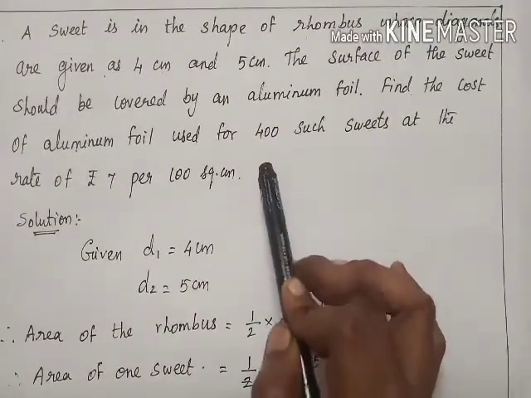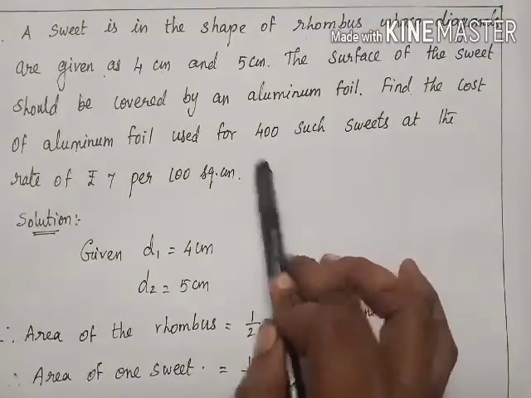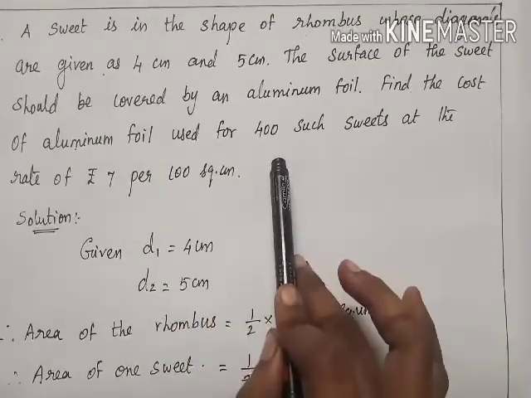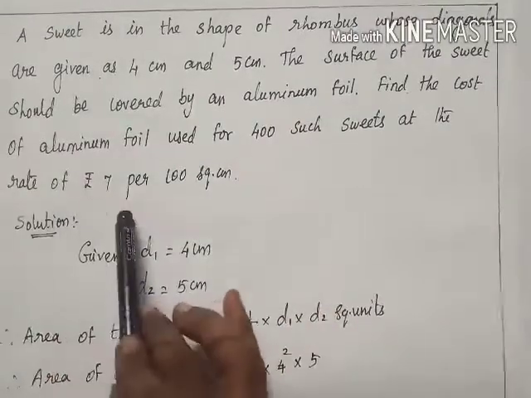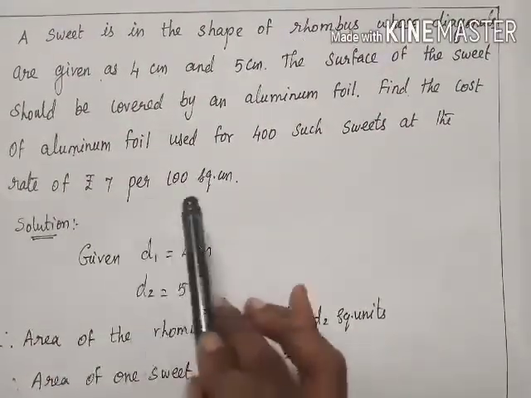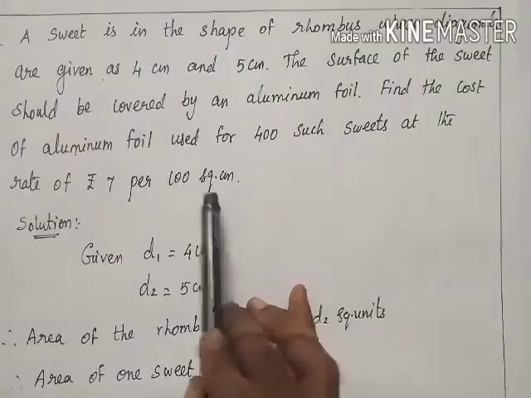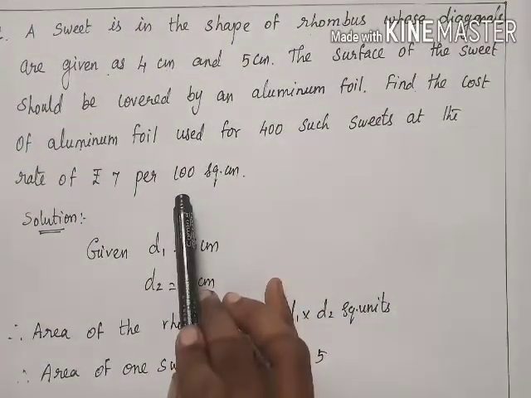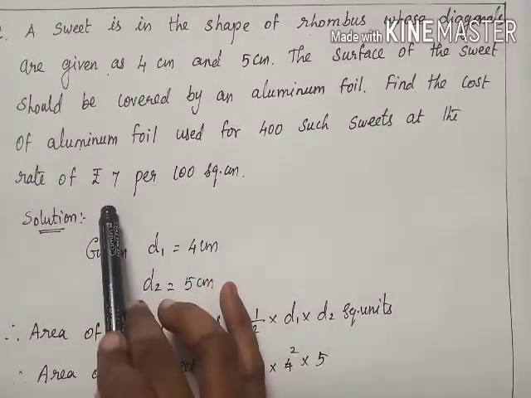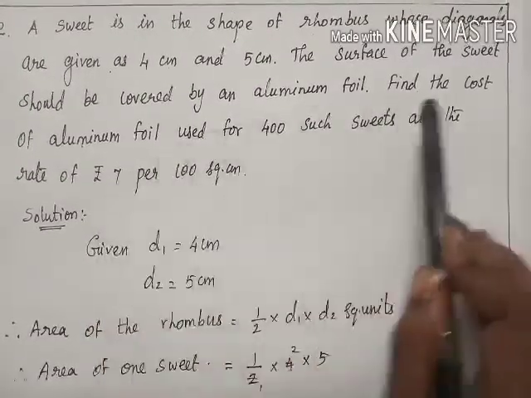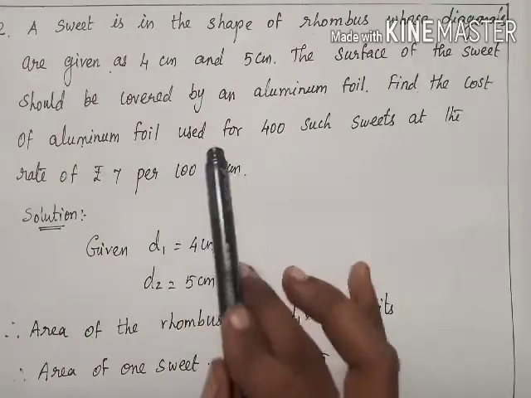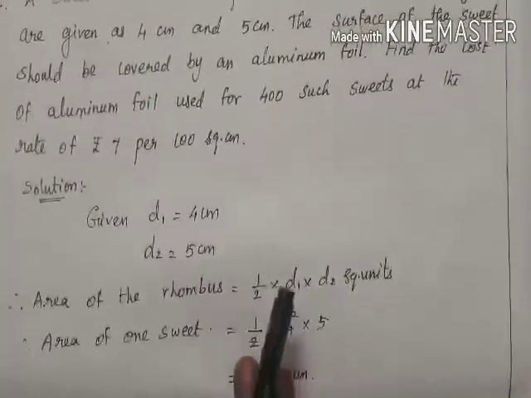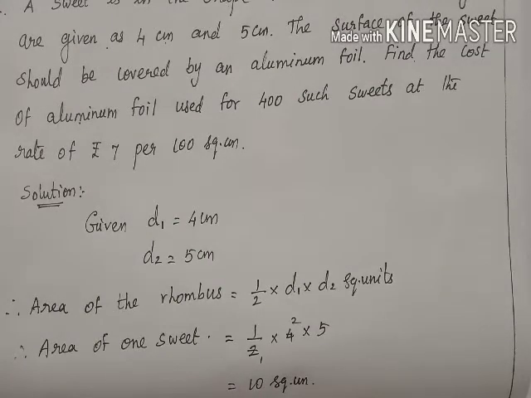Not for one sweet. We have to find the cost of aluminium foil used for 400 such sweets at the rate of rupees 7 per 100 square meter. For 100 square meter, the cost of aluminium foil is 7. First, write down what is given here.